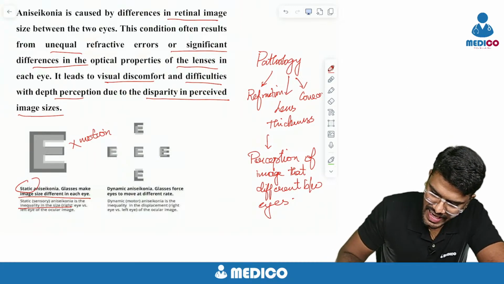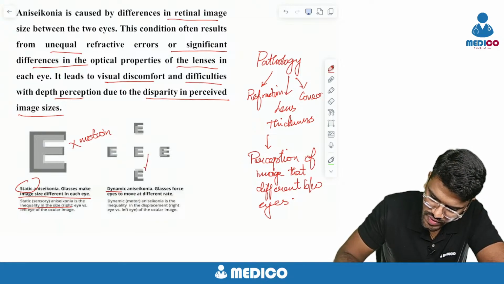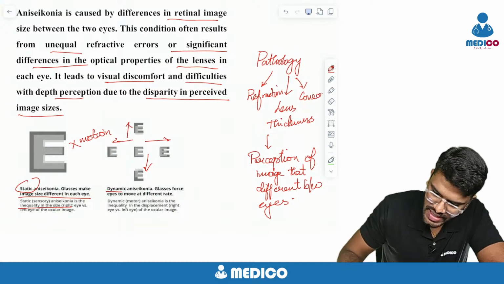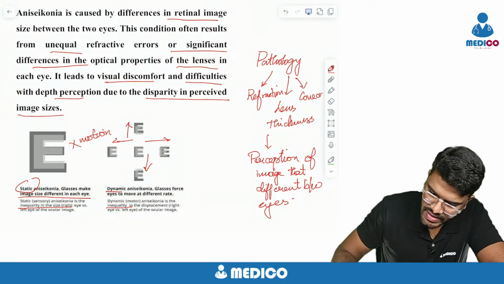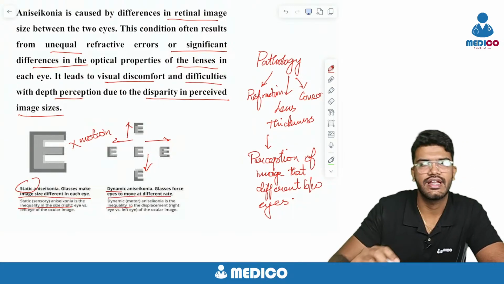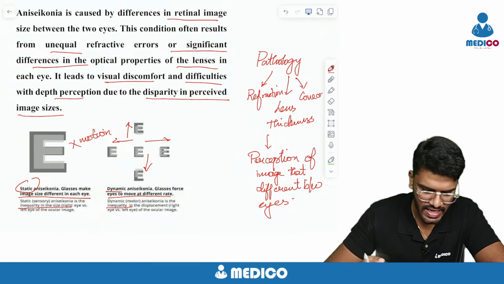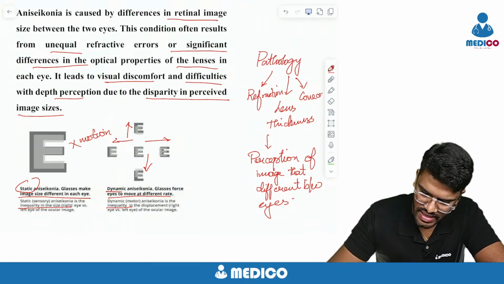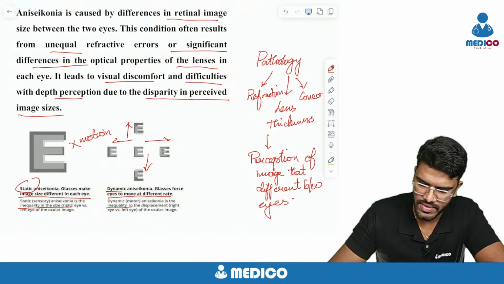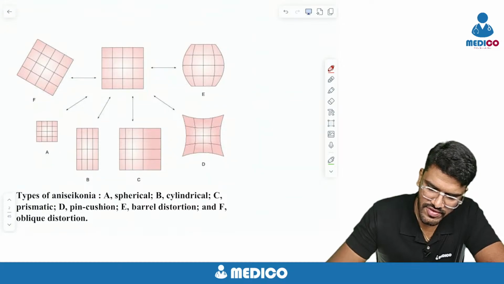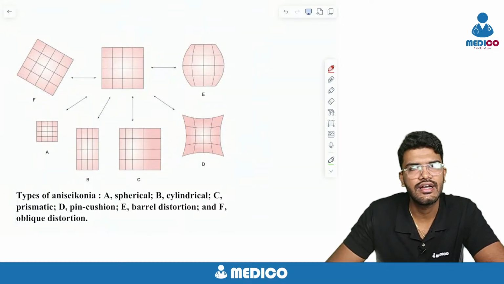Whereas dynamic aniseikonia is when the glasses are making the eye move, and the image is being perceived unequally when the eyes are moving at a different rate. Okay, so dynamic means there is some motion involved, and that results in dynamic aniseikonia. So these are the various types of aniseikonia that you should be aware of.